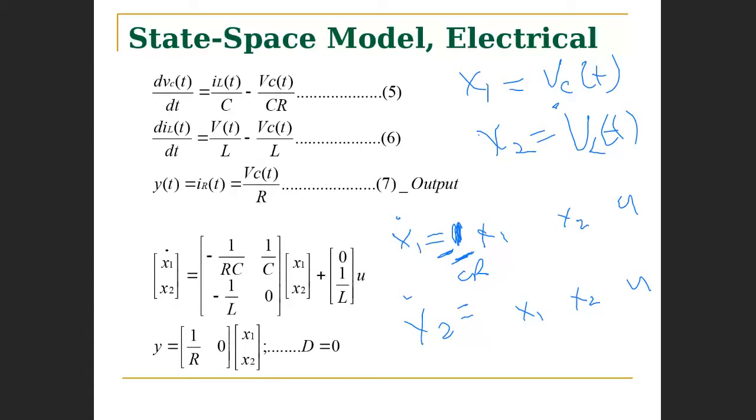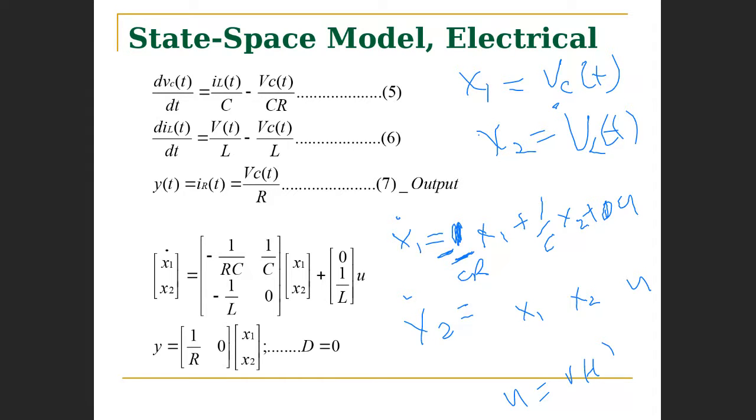Let's now move to x2. What is x2? x2 is IL. Is there an IL term inside here? Absolutely. What's the coefficient? 1 over C. So I'm going to put plus because it is a positive term, 1 over C. How about the input? Input is V of t, right? Remember, u is equal to V of t. Is V of t an expression? Answer is no. So what do we do? Put plus 0 u of t.